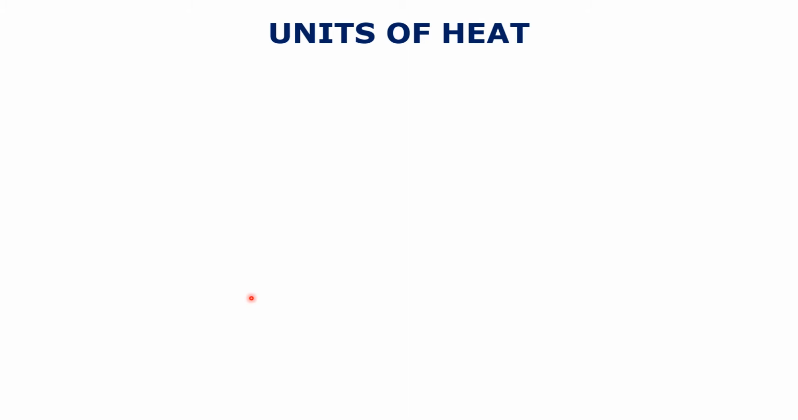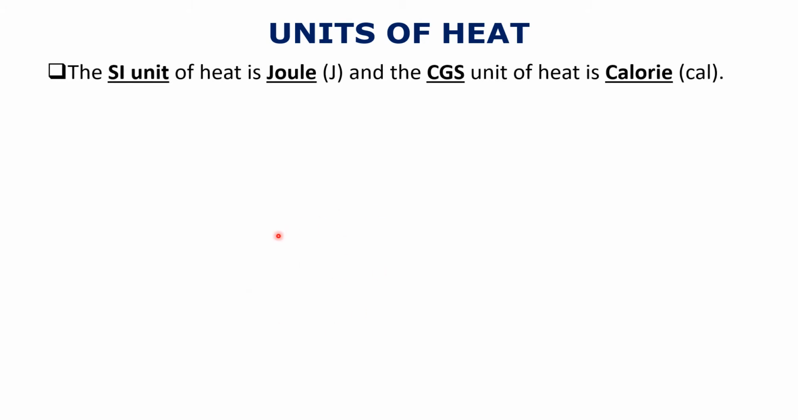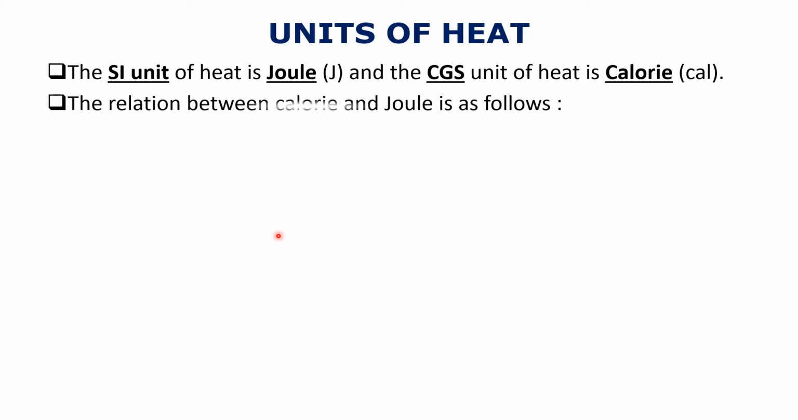We move on to the units of heat. If you remember, I told you in the first slide, when we spoke about the difference between heat and temperature, we spoke about the units of heat. So the SI unit or the MKS unit of heat is joules and the CGS unit of heat is calories. The relation between a calorie and joule is as follows. So 1 calorie is equal to 4.18 joules.